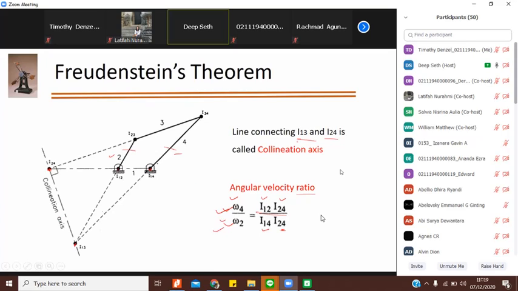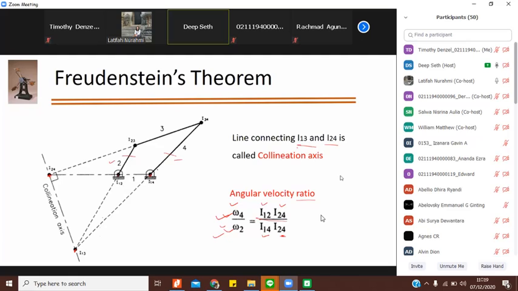Right, so that's Freudenstein's theorem, and that's all for today. If you have any question or any doubt, you can ask. So we'll take, what do you say, 10 minutes for that.